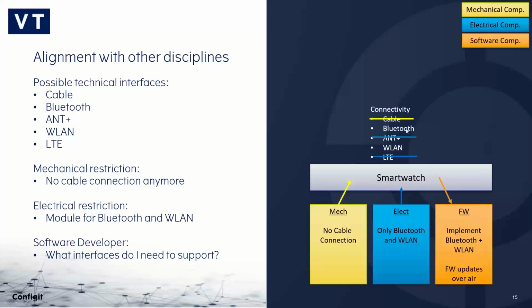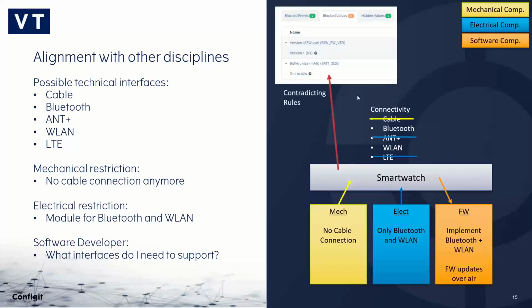What of course can happen is that if these models are individually maintained, you create some rules which are contradicting. So it could happen that one area says, okay, we need this functionality, and another area says we do not offer this functionality.